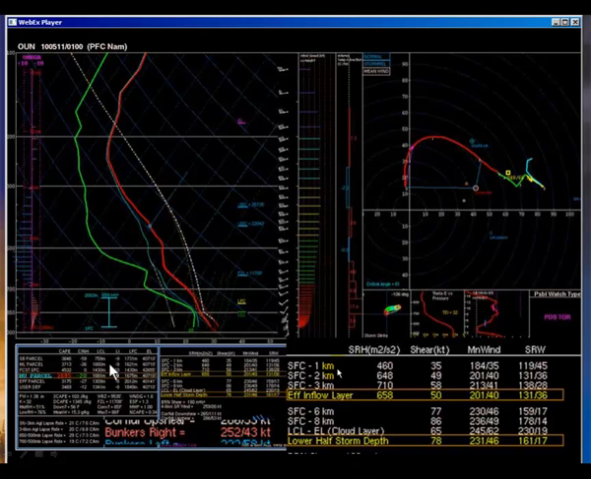You have storm relative velocity in surface to 1 kilometer, 460, surface to 3 kilometers, 710, etc. Deep layer shear, significant, of surface to 6 kilometer of 77 knots. So considerable shear in the environment, a lot of low-level turning. A very impressive supercell and potentially tornadic sounding.